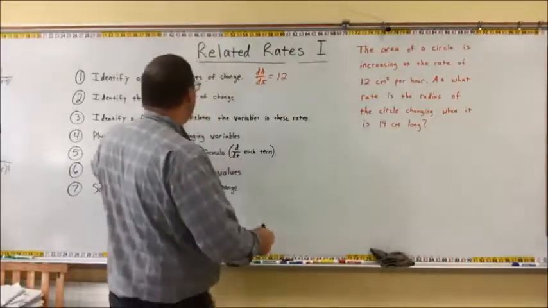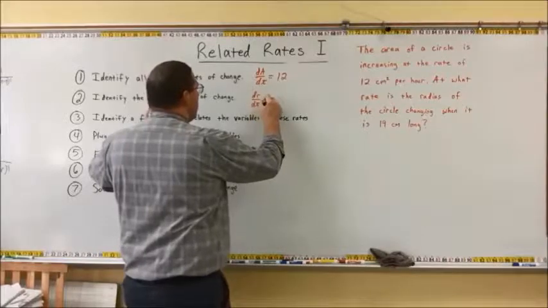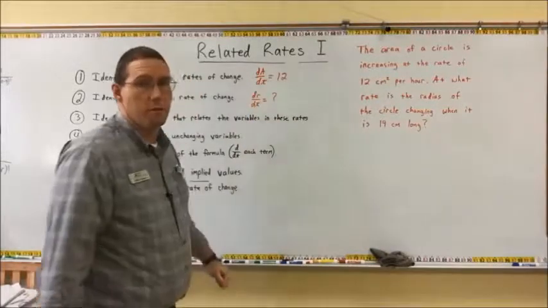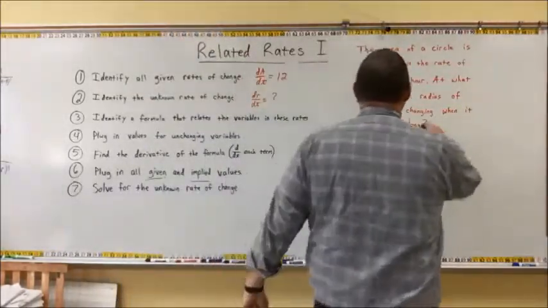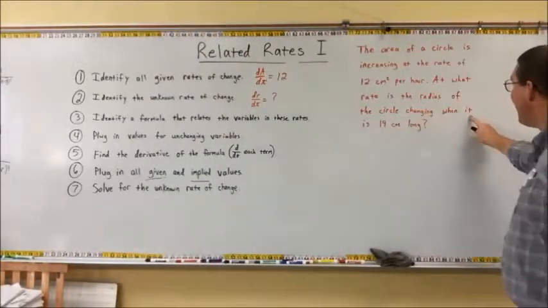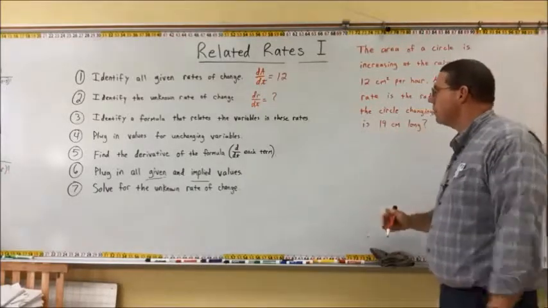So now the unknown rate of change is radius. So that's dr dt. We don't know what the rate of change in the radius is. We're going to find out. At what rate is the radius of the circle changing when the radius is 19 centimeters long?